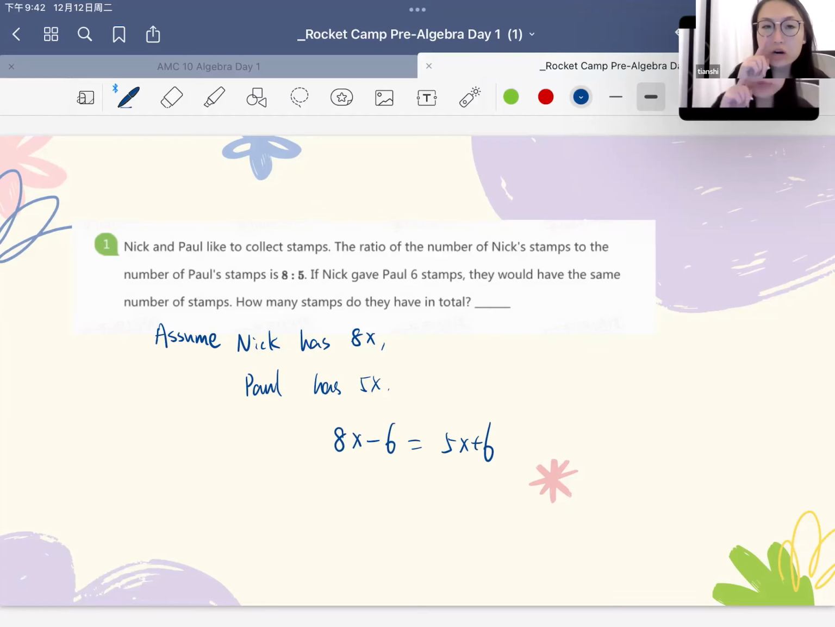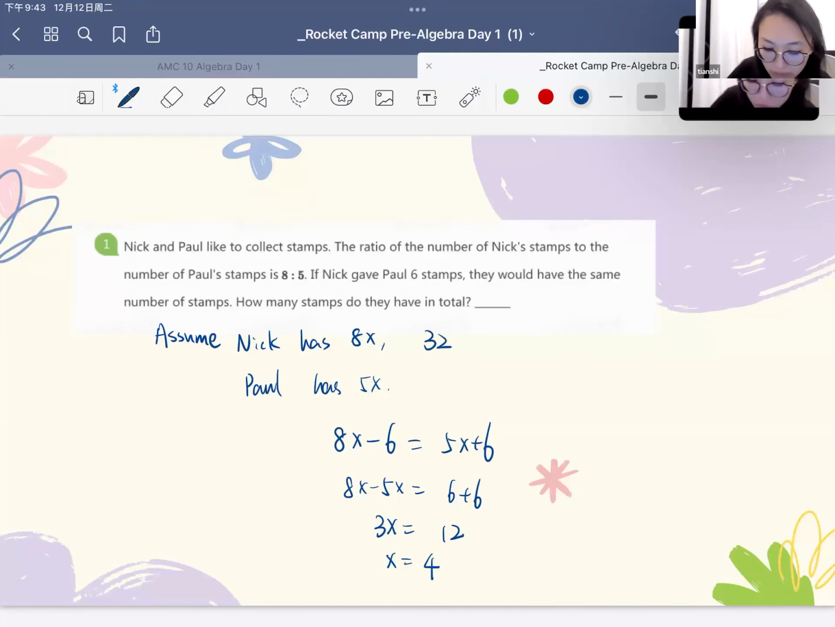And then we can move the terms around, right? So 8x minus 5x equals 6 plus 6. And we know 3x equals 12, so x equals 4. After knowing the value of x, we can calculate how many stamps Nick has and Paul has. Nick will have 32, right? 8 times 4 is 32. And Paul will have 5 times 4, which is 20. In total, they will have 32 plus 20, so 52 stamps in total.